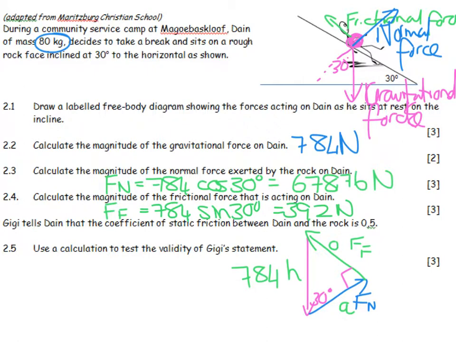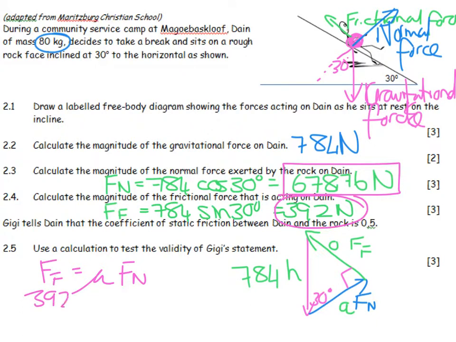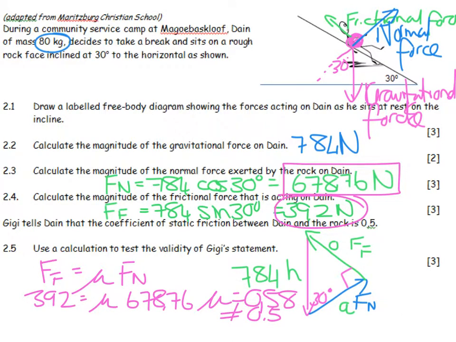So there are two different ways of doing it. One is to substitute 392, multiply it by 0,5 and see if you get 678. Sorry, multiply 678 by 0,5. The way I did it was different. I said, let's say the frictional force is equal to mu Fn. I'm going to put the frictional force in that I just got, 392, and my 678,76, and I find that my mu turns out to be 0,58, which does not equal 0,5. In fact, it's closer to 0,6.